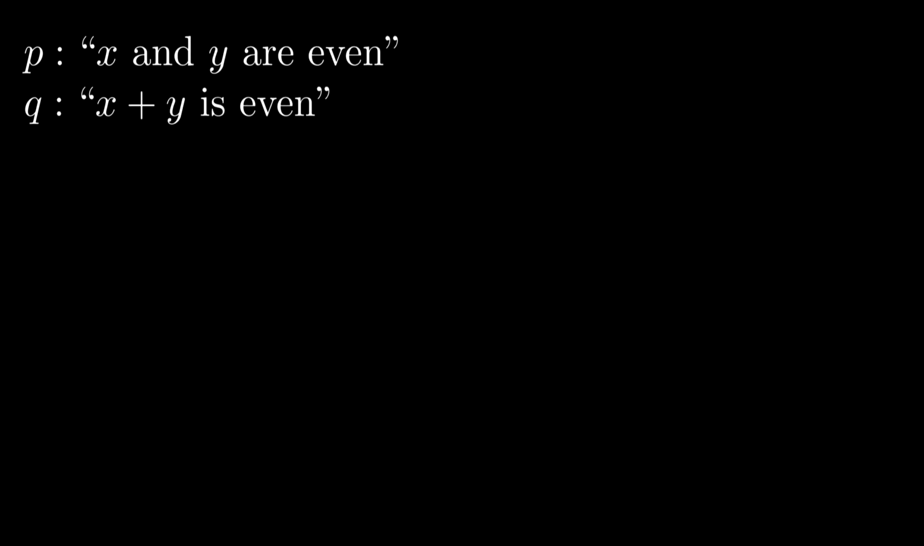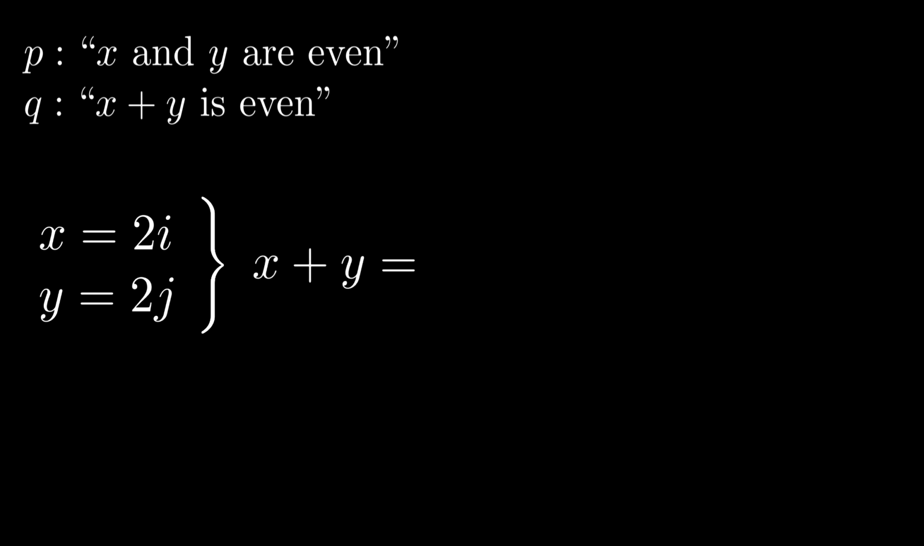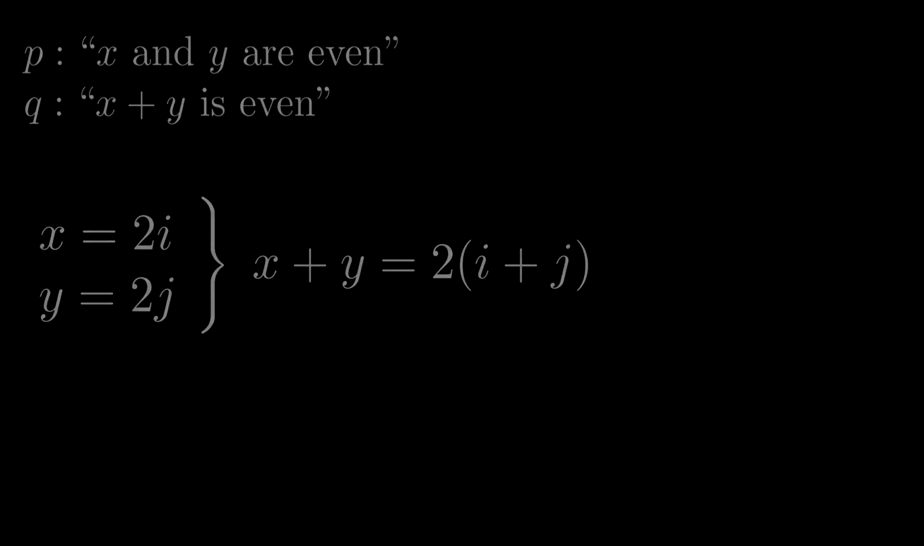If x and y are both even, then x is equal to 2 times some integer, we'll call it i, and y is equal to 2 times some other integer, call it j. This alone allows us to easily calculate x plus y in terms of i and j. And the number we get at the end is 2 times i plus j, and because i plus j is clearly an integer, we see that x plus y is in fact an even number. But this is precisely what the statement says, that if x and y are even, then x plus y is also even, and so the statement is true.